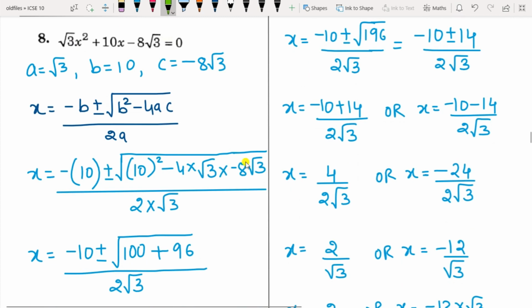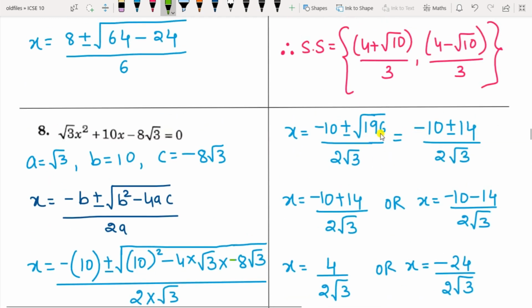Now if A, B, C, either of them are under root numbers, so A is root 3 here, B is 10, and C is minus 8 root 3. So similarly substitute the values, there is no difference. This is 100, and this total will be minus, and minus will be plus, and 8 3s are 24, 24 4s is 96. It will be total 196, root of 196 is 14, and solve.